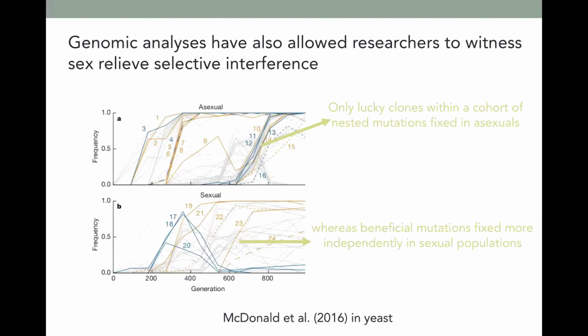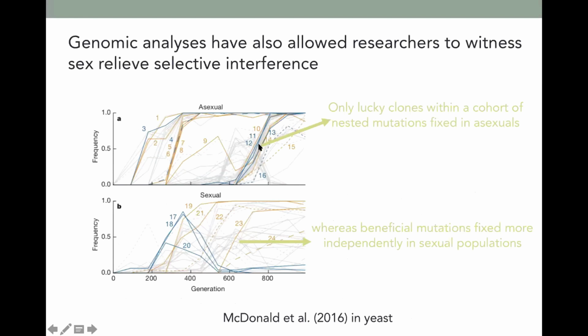We get a little bit more insight when we can peer inside the genome and look at what's happening alongside these experimental evolution studies. A very nice paper from McDonald et al. in yeast was the first to do that, to compare sex and asex and the signals that they leave inside the genome. So what they found were classic signatures of selective interference.